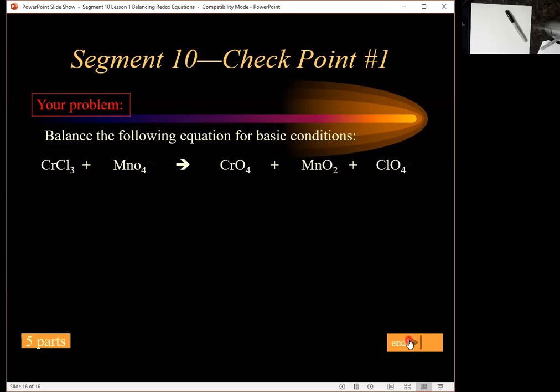I've only shown you one example and only given you one to do. You ought to go to the textbook and look for some other redox equations to balance, just to be sure that you can do it. Frankly, the ones in the book are going to be easier, I think, than anything except the first one I did in here.